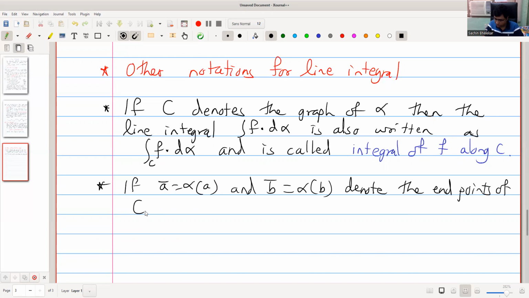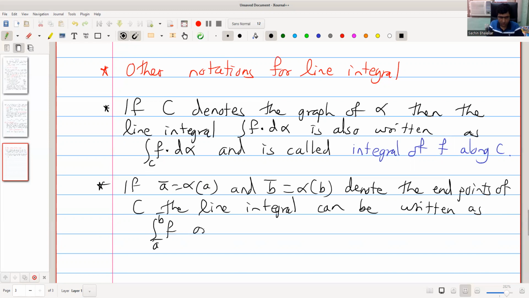The line integral can be written as the integral from A bar to B bar of f dot d alpha. And this is the line integral of f from A bar to B bar along alpha.